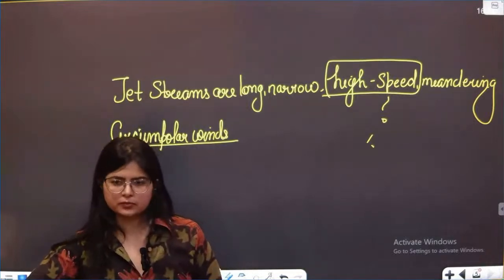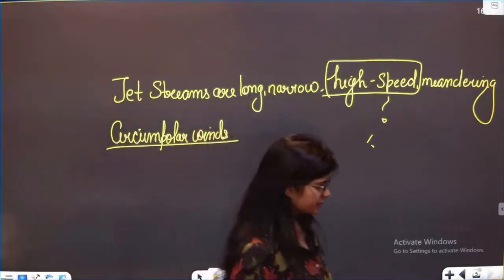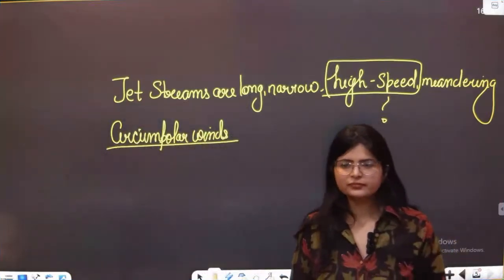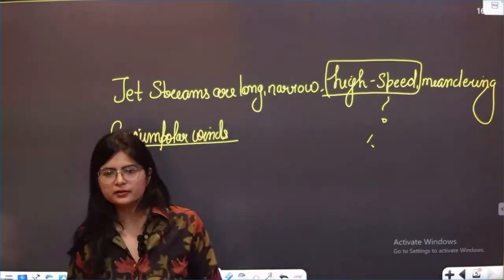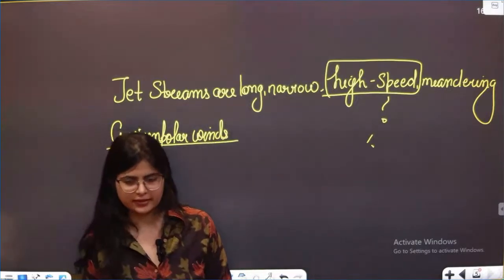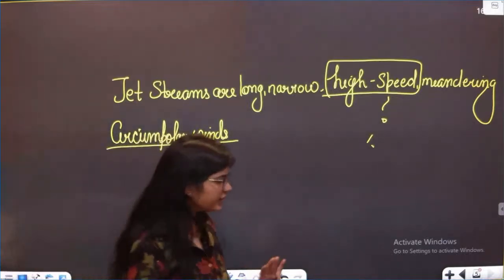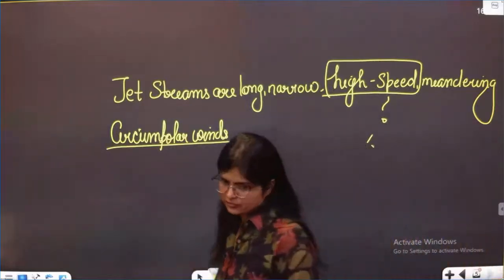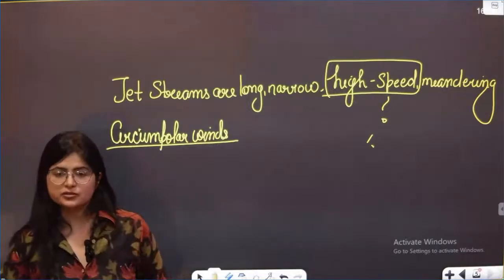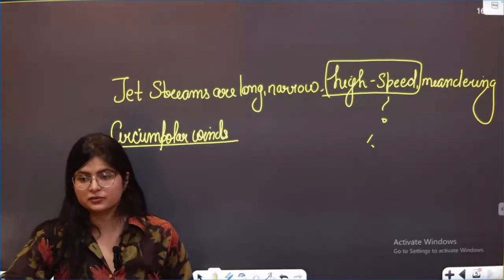Yes, that is also a wonderful point that he has said. In winter season, and we also have to see that in summer season, the speed of the wind decreases, and in winters it increases. We'll discuss that too. But first I'm asking a very general question to everyone: why is the speed of the jet streams associated with high speed, why is it having a high speed?